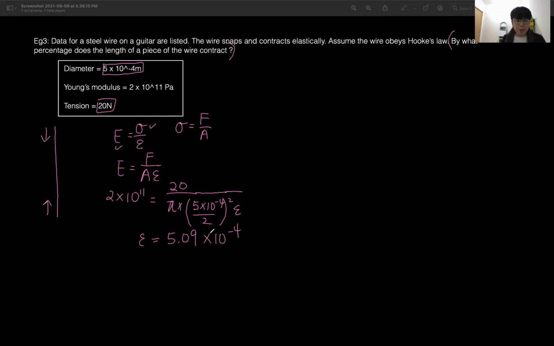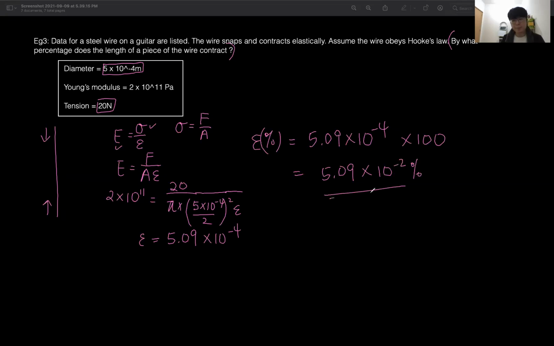Now remember, strain is a ratio, so it doesn't have a unit. This is the strain, but they want it in percentage. So strain in percentage equals the strain 5.09 times 10 minus 4, and we just times 100. So it equals 5.09 times 10 minus 2 percent. That is my answer.